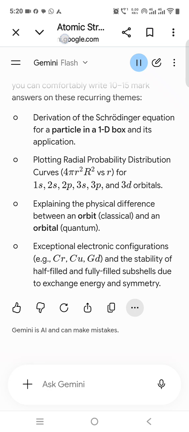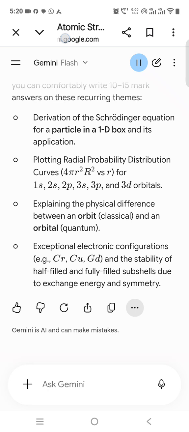Limitations of Bohr's model. It fails to explain the spectra of multi-electron atoms, only working for H, He+, Li2+, etc. It cannot explain the splitting of spectral lines in a magnetic field, the Zeeman effect, or an electric field, the Stark effect. It contradicts the wave-particle duality and Heisenberg's uncertainty principle by assuming precise paths for electrons.